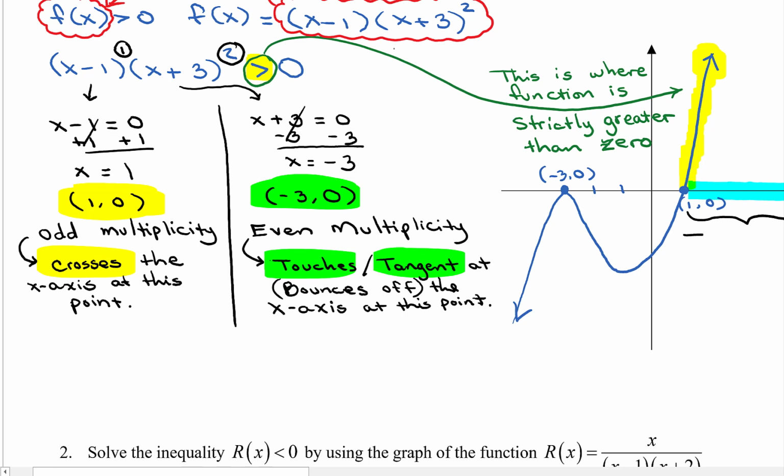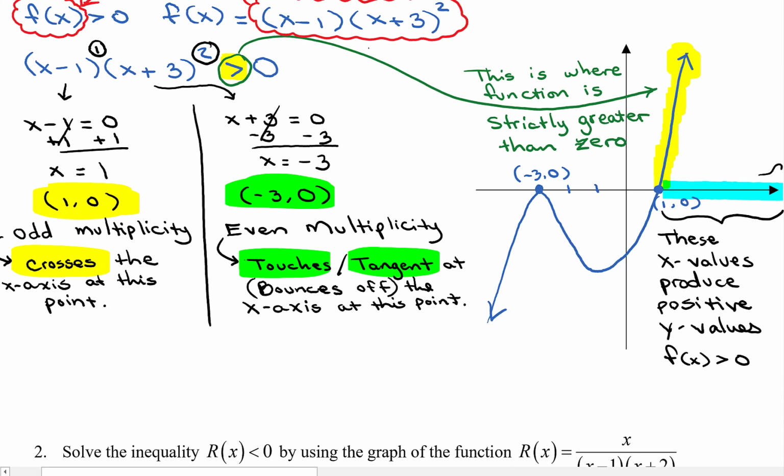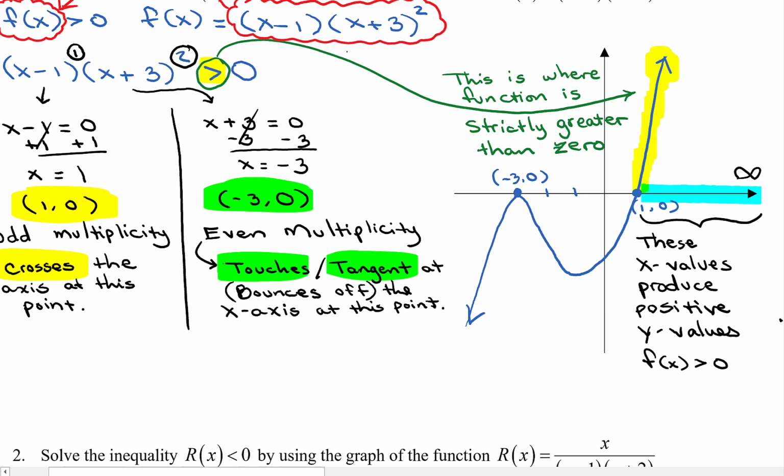Notice I'm highlighting in blue the x values that produce those y values. So that's what your answer is going to be, the blue highlighted part, because these x values are the ones that produce positive y values. If I input these x values into the function, I will always get y values that are greater than 0.